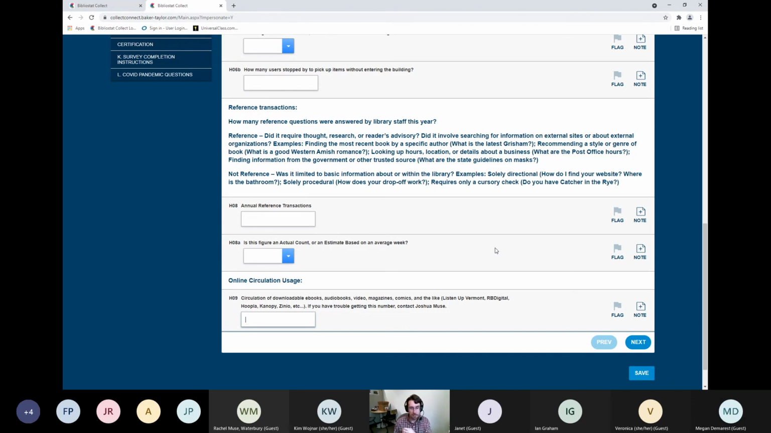In general, I can point you in a direction, but I don't have access to any of these except for folks who are on the department's RB Digital or Overdrive service. Otherwise, you're probably going to end up having to go into your Hoopla account, or your Canopy account, or your ListenUp account. Okay, so that is how many times things circulated.